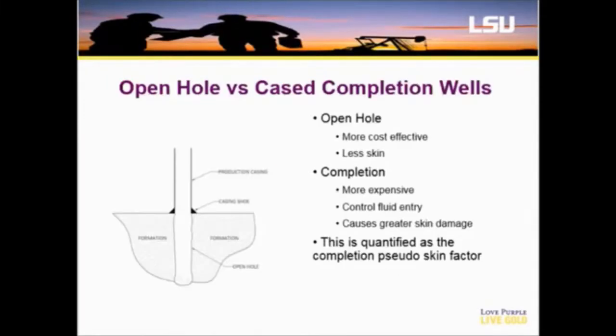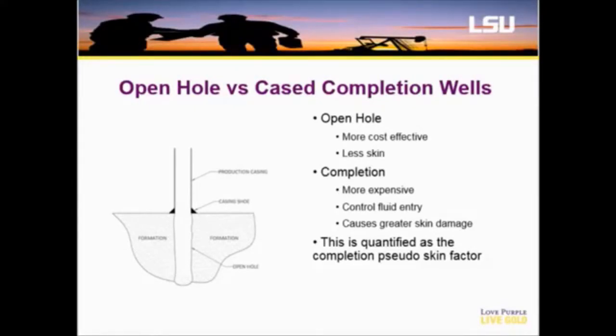Another factor influencing the skin factor is the difference between an open hole and a cased well. Ideally, every well would be an open hole completion well. They are less expensive because they do not require the well to be cased and cemented all the way to the bottom of the well, which costs extra money. Open hole completion wells also have much lower skin factor because there's no cement invading the formation. Despite this, open hole completion is not always an option.